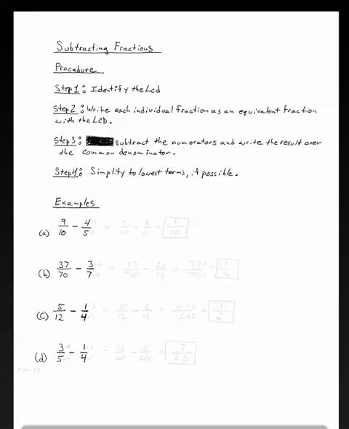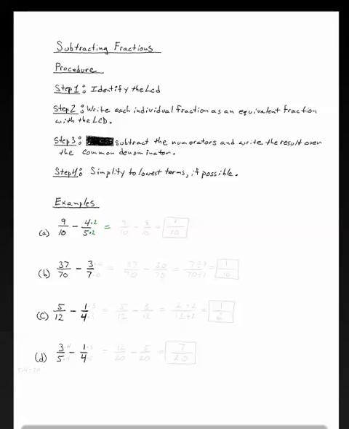Example A gives us 9 over 10 minus 4 over 5. So the first thing is that I have to figure out what the lowest common denominator is. We're looking at 10 and 5. The lowest common denominator will be 10 because 2 times 5 is 10. So we'll do 5 times 2, and then remember we also have to multiply the 4 by 2.